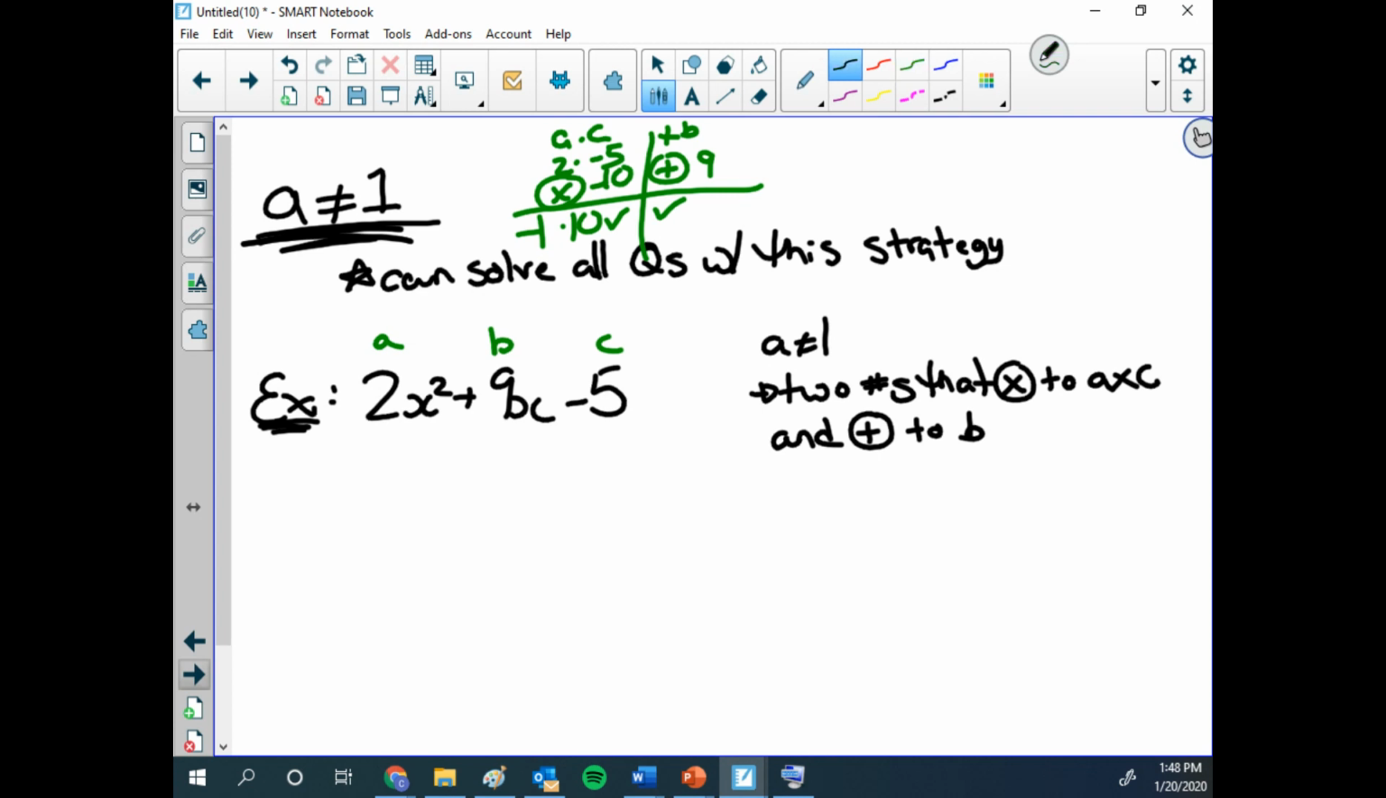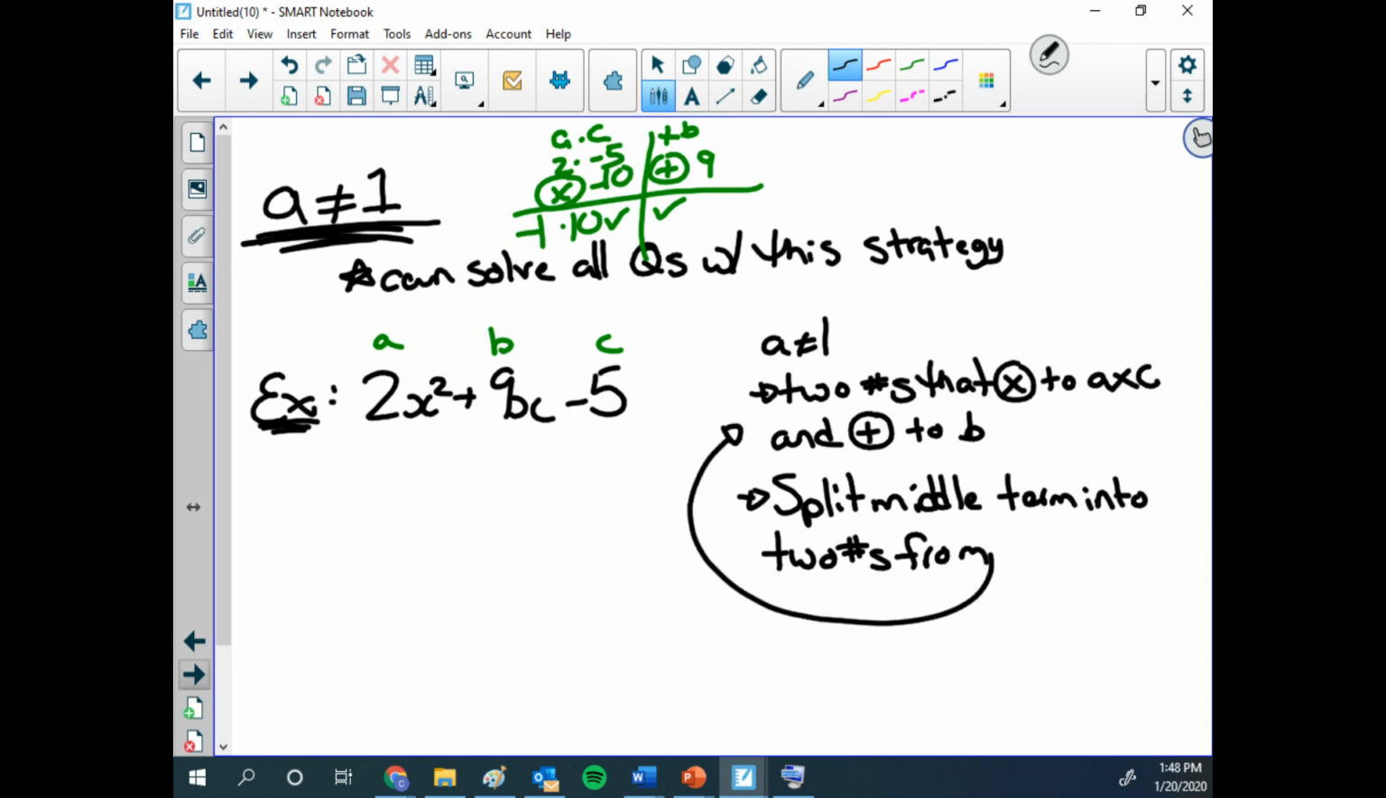Right. Yeah. So I'm going to split the middle term into the 2 numbers that I just found, into 2 numbers from that step, right? With the variable. The big thing is, I can't just put a negative 1 and a 10 in there because I want to preserve equality. Negative 1x and 10x are equivalent to 9x if I add them together. So 2x squared, I don't change the a, I'm just splitting the middle term. So I split the middle term into negative 1x plus 10x minus 5.